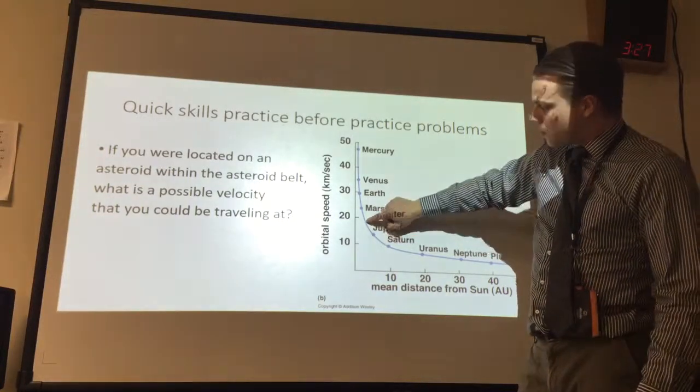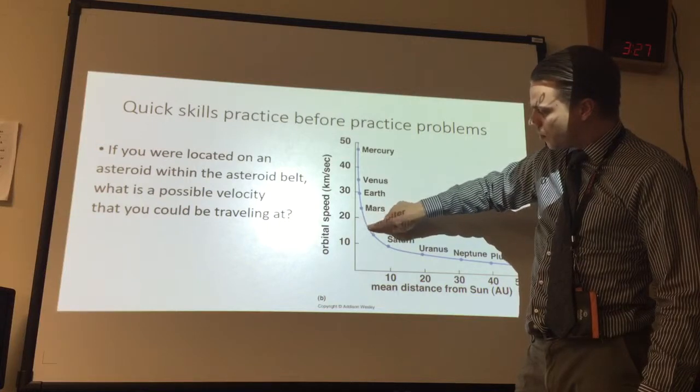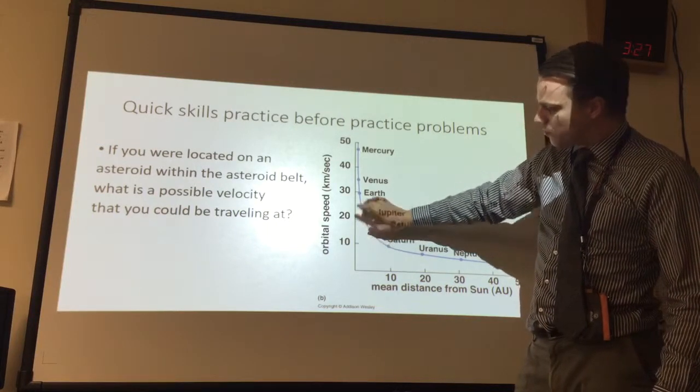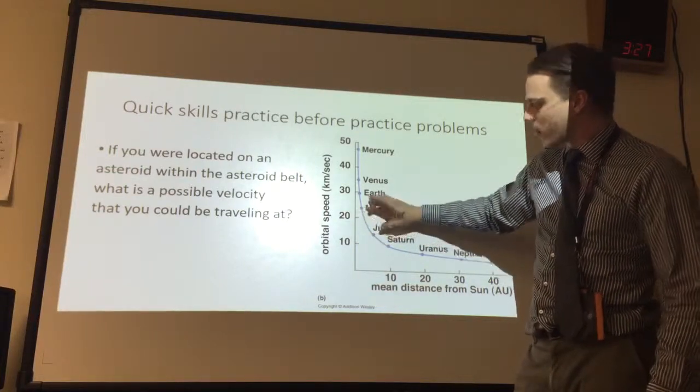How fast do you think you might be going? You could be going 20 kilometers per second. You could be going about 15 kilometers per second. I'll take anything in that range. I'll even take up to 22 kilometers per second, as long as you're between Mars and Jupiter.